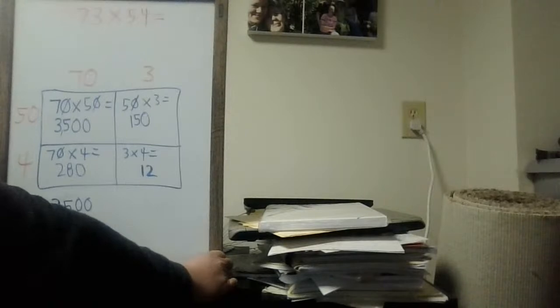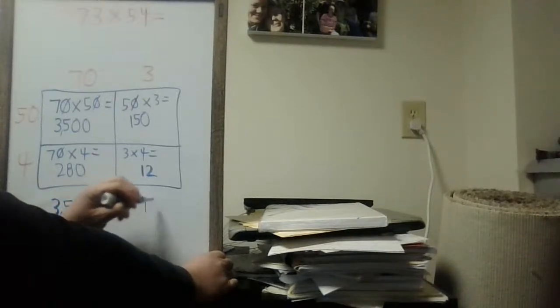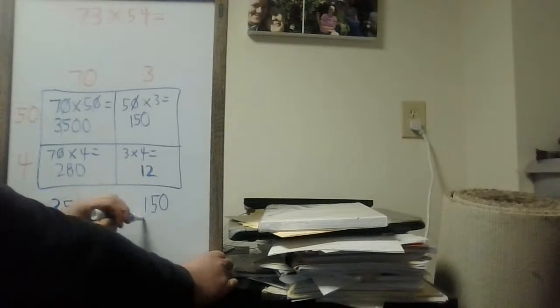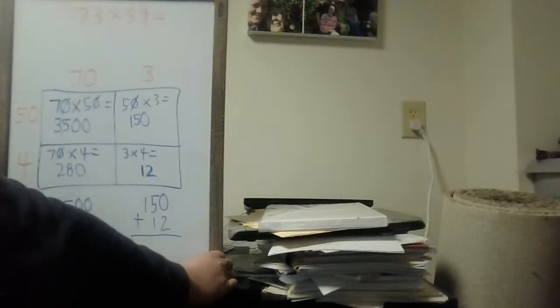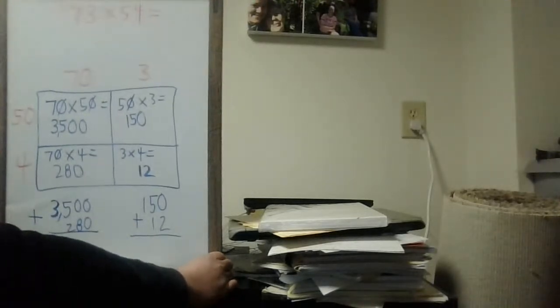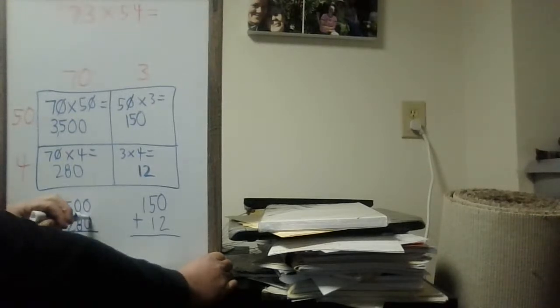All right. 3,500 plus 280. Over here, 150 plus 12. Whether you add all 4 numbers at once or whether you do 2 separate problems the way I'm doing on this video, very, very important that you line up the numbers. You want the numbers in the ones place to be lined up. You want the numbers in the tens place to be lined up. You want the numbers in the hundreds place to be lined up. And you want the numbers in the thousands place to be lined up. Very easy to make a mistake if the numbers aren't properly lined up.